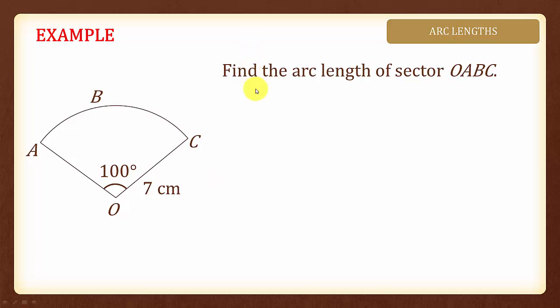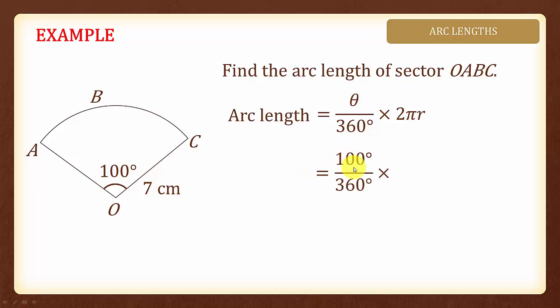Let's look at an example here. We are asked to find the arc length of sector OABC. Applying the formula, arc length is equals to theta over 360 times 2 pi r. Since theta here is 100 degrees and the radius is 7 centimeter, we will have 100 over 360 times 2 pi 7. Using the calculator, we will have 12.2 centimeters rounded off to 3 significant figures.